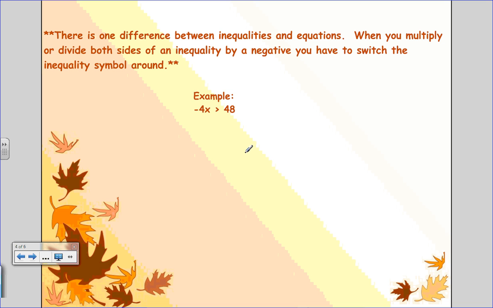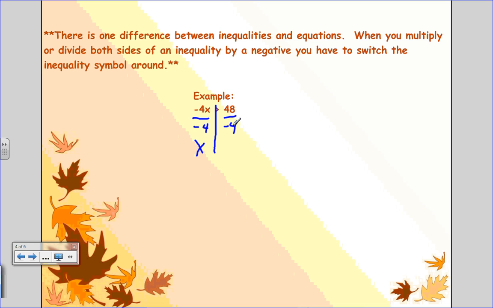Here is the one difference between inequalities and equations. Make sure you have this written down. When you multiply or divide both sides of an inequality by a negative, the inequality symbol switches around. So here's what I mean. Okay? This is multiplication. So I'm going to divide both sides by negative 4. Negative 4 over negative 4 is 1, so I have just an x here.